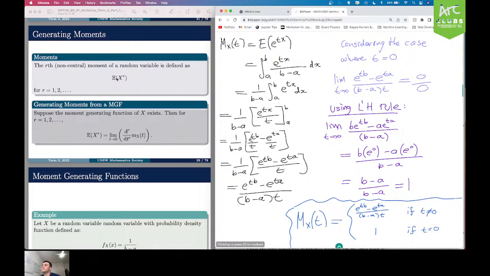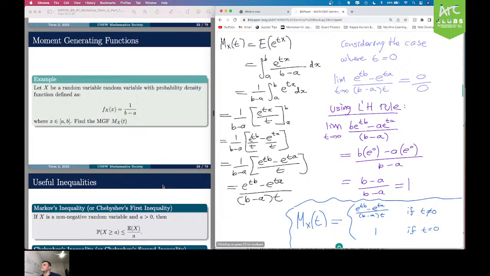If you want the second moment, so the second non-central moment, i.e. the expectation of x squared, we would take the second derivative and take the limit as t approaches 0. And that generalizes to higher values of r. Cool. So that's that.